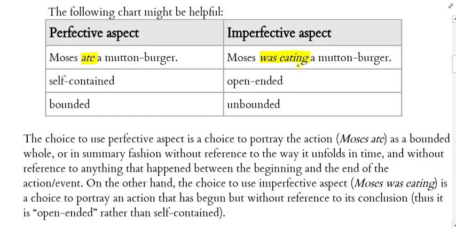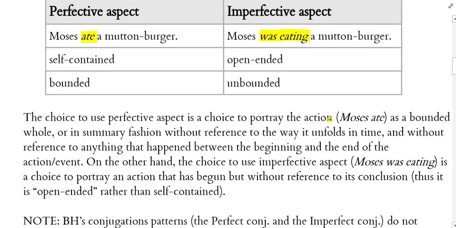So if I say, hey, Moses was eating a mutton burger, we know that the action has begun, but we're not saying anything about its completion or about the action as the whole action. We're rather getting ourselves into the action as it's unfolding. There's no focus or attention drawn to its completion. So this is open-ended or unbounded. And you can see the difference here. Moses ate a mutton burger. I'm thinking of that as a whole act. Moses was eating a mutton burger, perhaps when something happened.